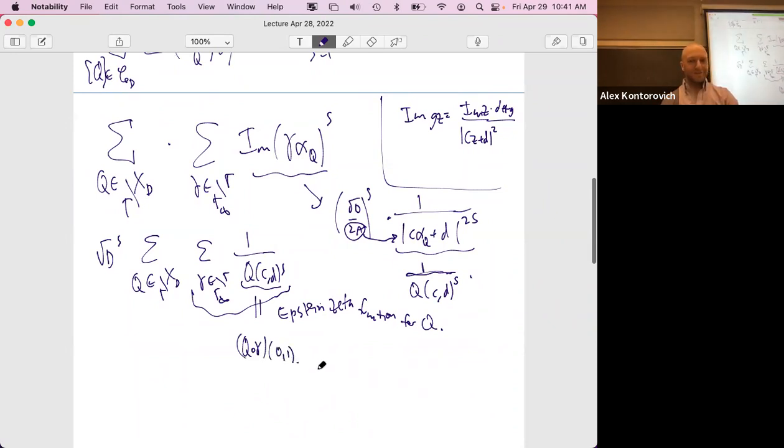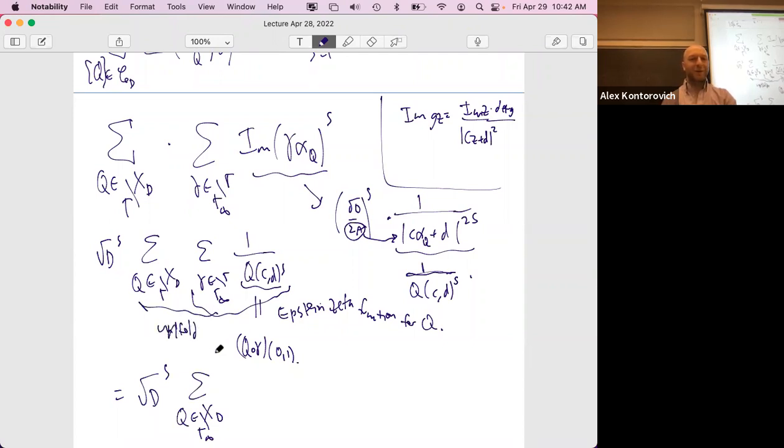Yeah, this is a linear change of variables. Exactly. So if we're going to sum over Q up to gamma and gamma up to gamma mod gamma infinity of Q composed with gamma, well, that's the same thing. So this root D to the S is just there. That's the same thing as summing over Q in X_D mod gamma infinity. So we unfold these two.